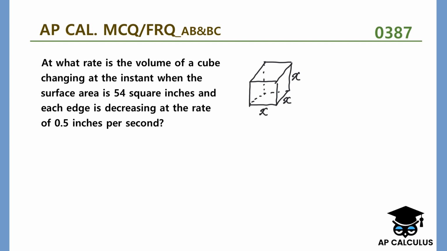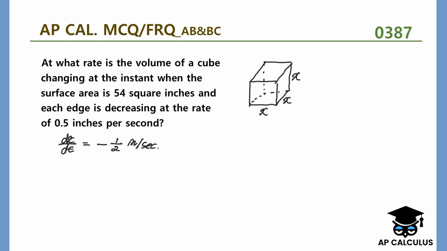If the edge is decreasing, the rate must be negative, right? Think about this graph right here. Let's say this is time t, this is edge x. If this is decreasing like that, what is the sign of its derivative? Its derivative is negative. So this must be negative. So it is given that dx over dt is negative 0.5, negative 1 over 2 inches per second.